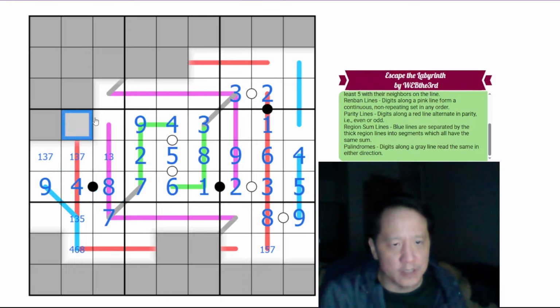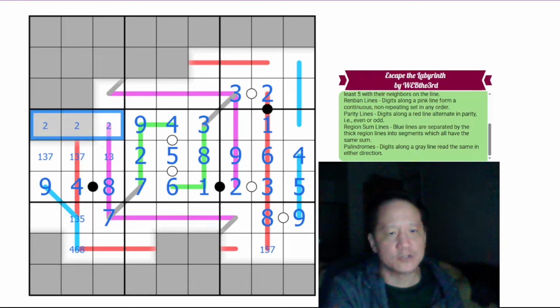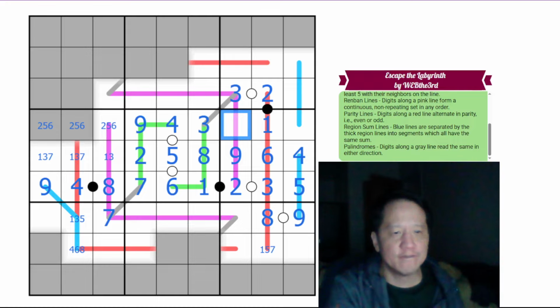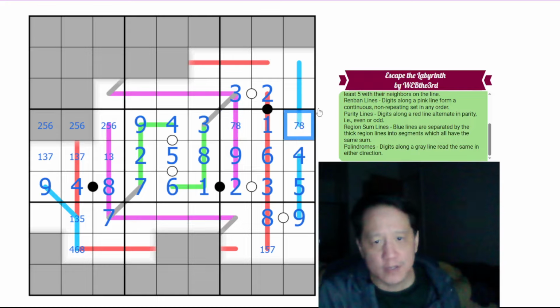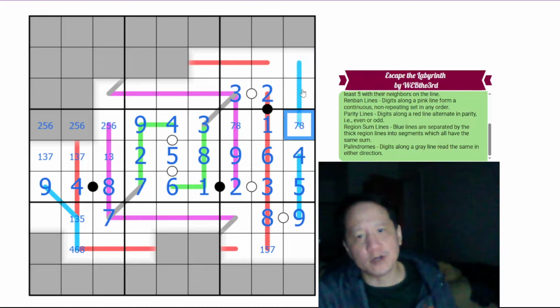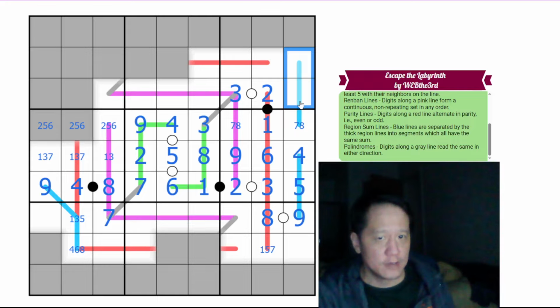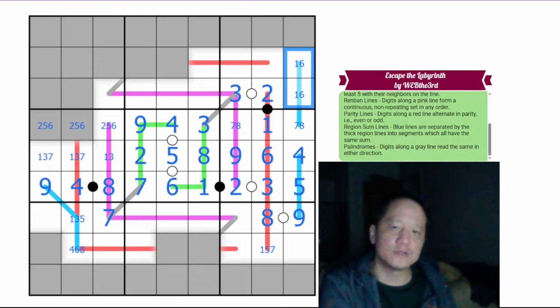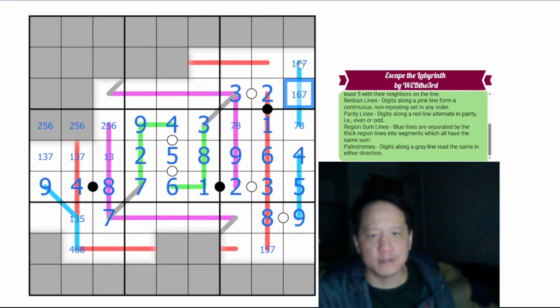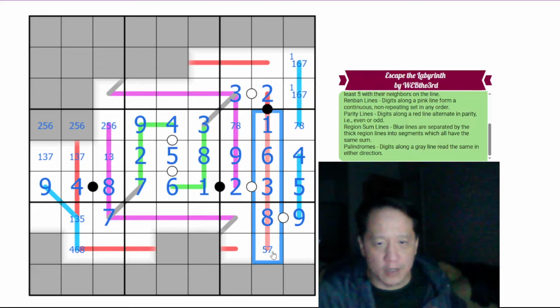Remaining digits in this left central box are 2, 5, and 6. Remaining digits then in row 4 are 7 and 8. This must add up to 7 or 8. You can't have 2, 3, 4, or 5. So it has to be 1, 6, or 1, 7. And we're guaranteed a 1 is here. So this can't be 1 because of the 1 in the column.